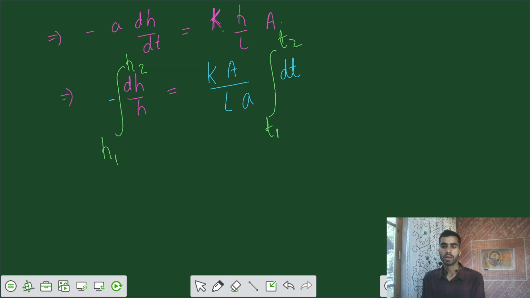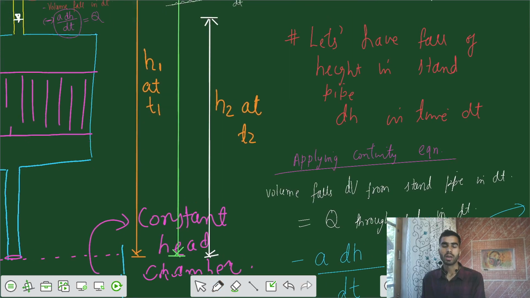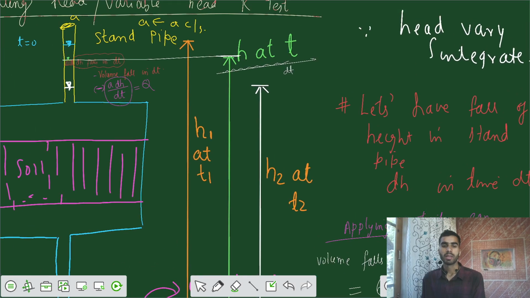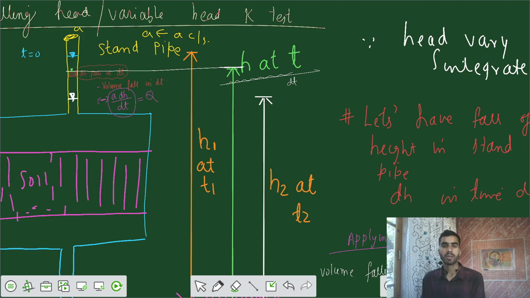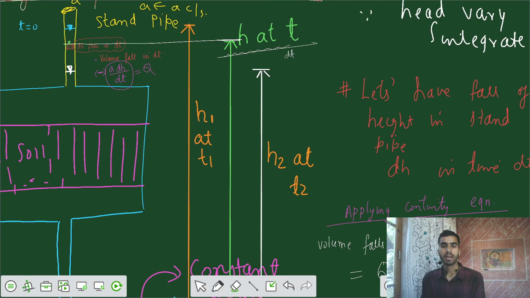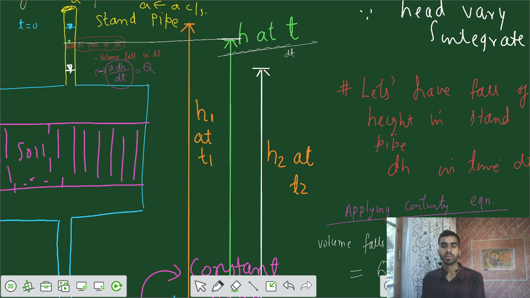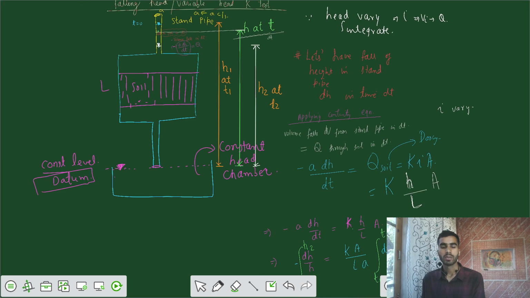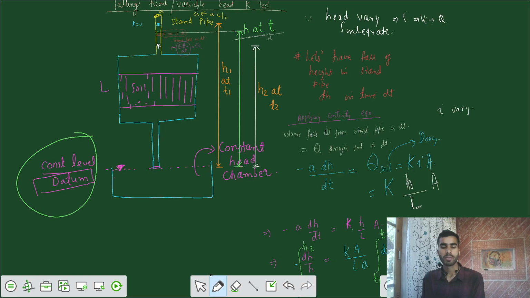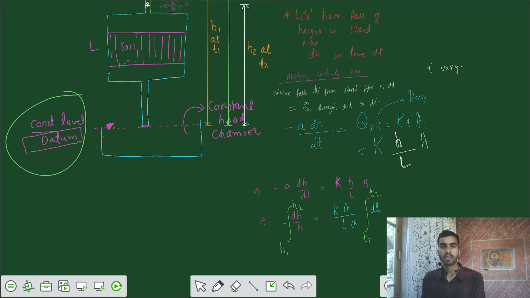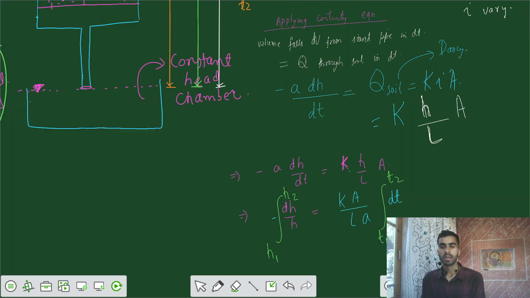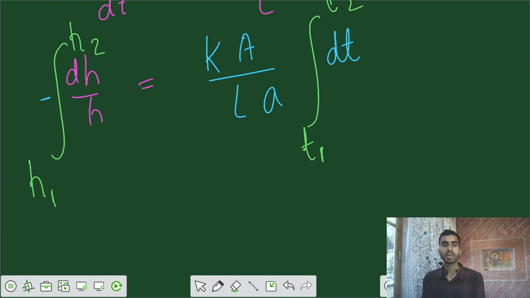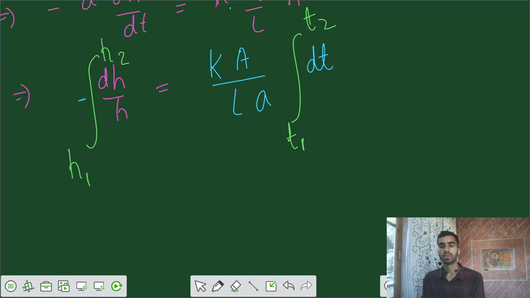So these were my initial setup conditions: at time t1 we have some head difference h1 between the two sections, and there is some height h2 at time t2 between the two sections, and at any critical time our height was h at time t. So we had this datum, and from that we have some head difference h. That's varying with time, so we're going to have the integration of that. Let's solve it further.